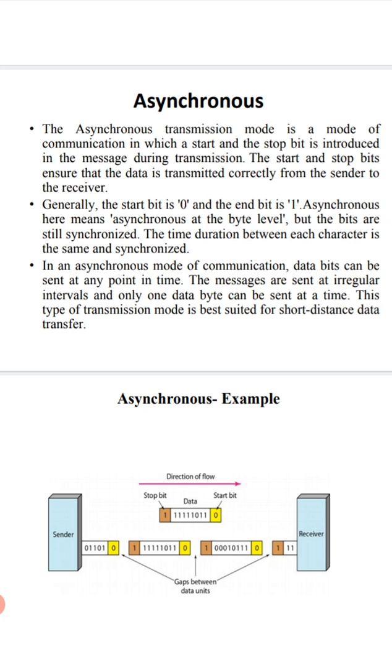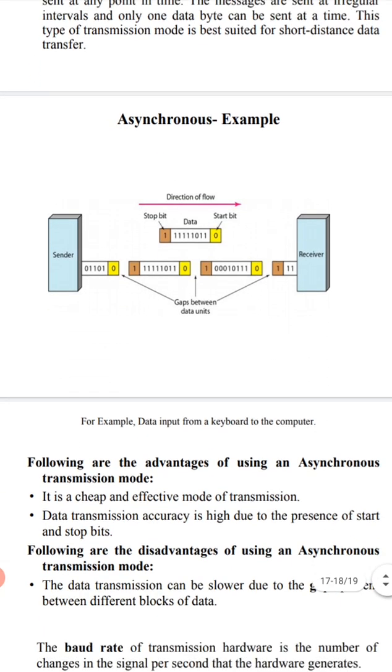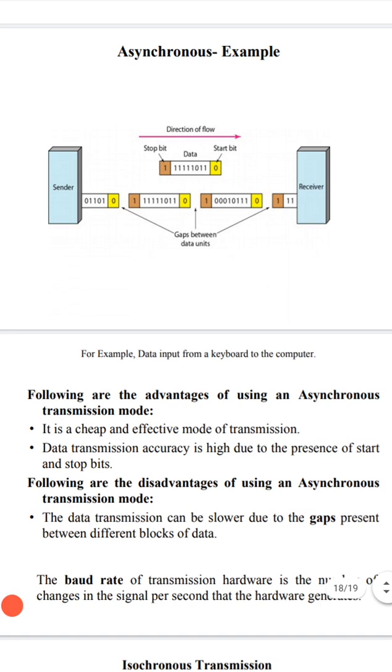In the asynchronous mode of transmission, data bits can be sent at any point in time. The messages are sent at irregular intervals and only one data byte can be sent at a time. This type of transmission mode is best suited for short distance data transfer. So this is the asynchronous example. Sender, receiver. So a number of bytes are there. See, between each byte there is a gap.